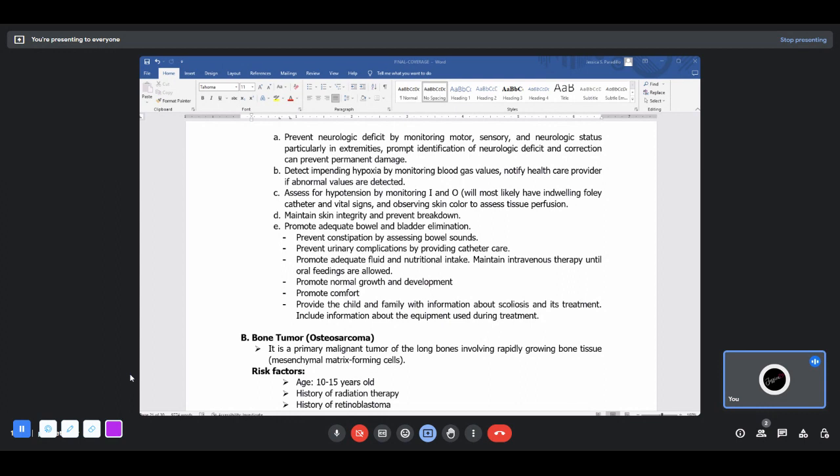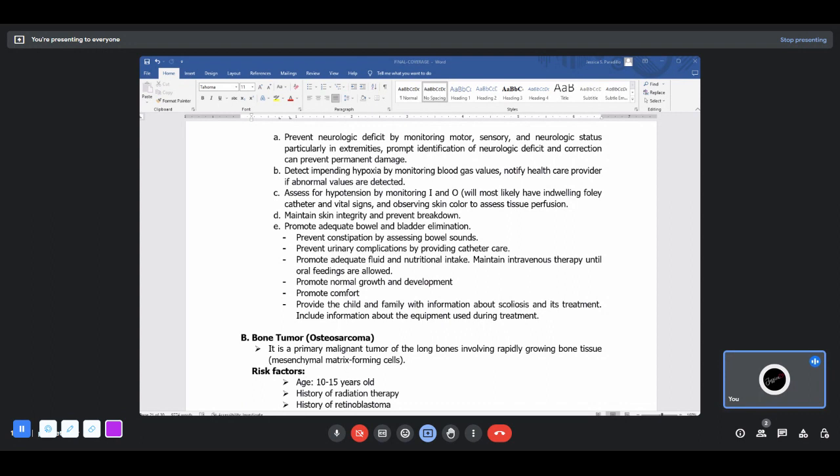Detect impending hypoxia by monitoring the blood gas value. Okay? And notify the healthcare provider if abnormal values are detected sa patient natin. Assess for hypotension also. Okay? Decrease ang kanilang blood pressure by monitoring the I&O, which is the intake and output, will most likely have indwelling Foley catheter, yung mga merong assistance para makaihi, and vital signs. And also observe the skin color to assess tissue perfusion, kapag maganda pa ba or nagkakaroon na ng sugat doon sa part. Okay? Maintain the skin integrity and prevent breakdown.